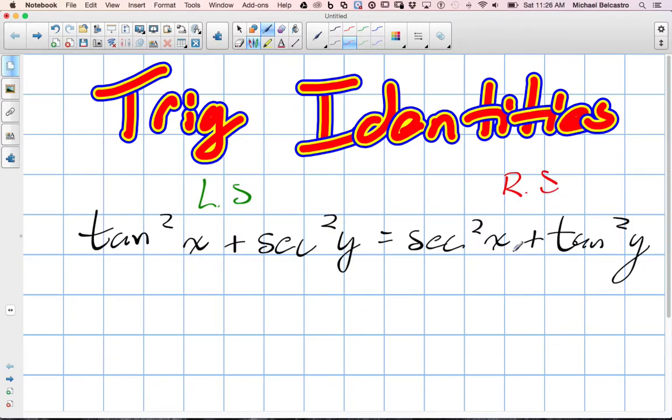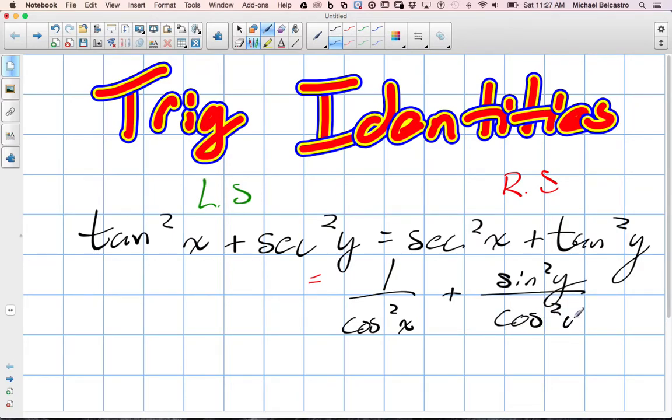And I'm going to work with specifically just the right side to start. Okay, so put our equal sign here for right side. The first thing I'm going to do is use the reciprocal identity of secant squared, which is 1 over cos squared x. Technically, the 1 is squared, but 1 squared is just equal to 1, so I'm just going to leave it as the number 1. And then I'm going to use the quotient identity for tan squared y, which is sine squared y over cos squared y.